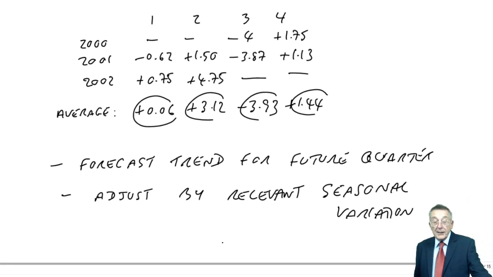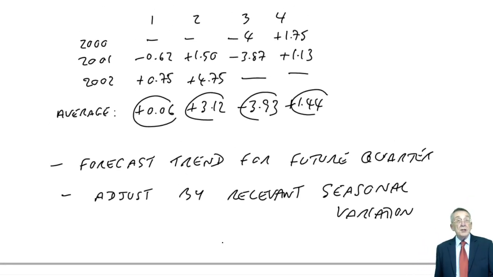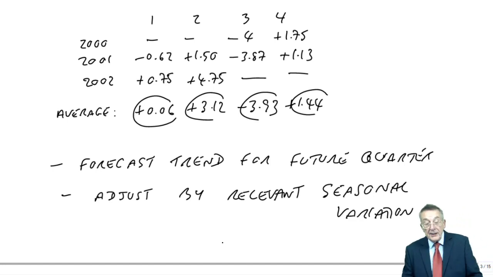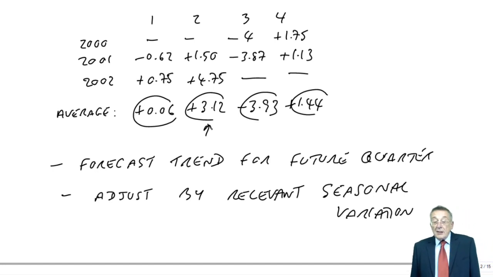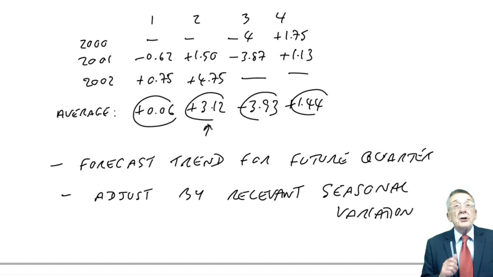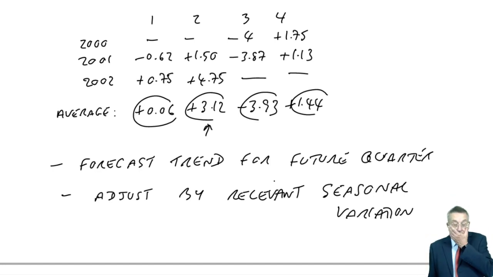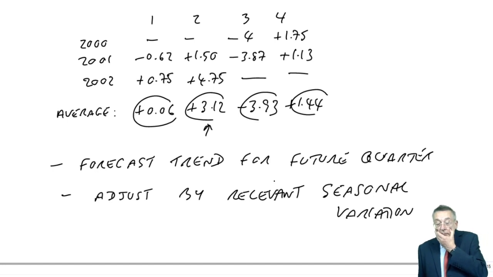And so if I forecast the trend for quarter 2 of next year, I then add 3.12, because we know quarter 2 on average is 3.12 higher than the trend. So that's quite jolly. However, just one final thing here. We're going to forecast the trend and then forecast the variation.